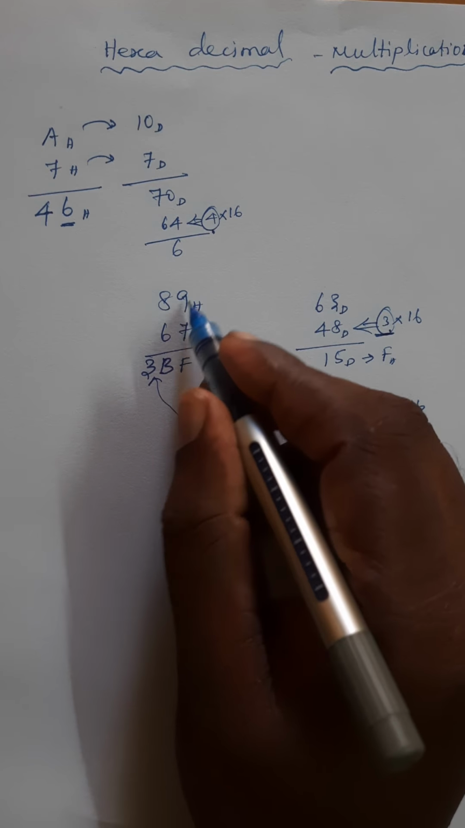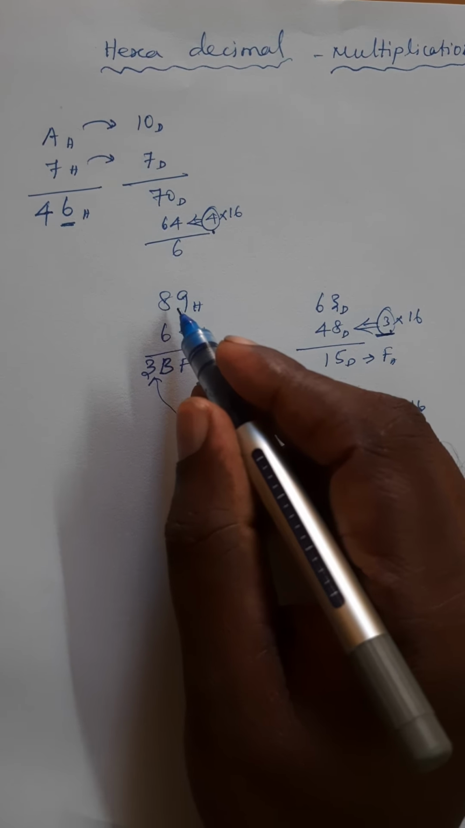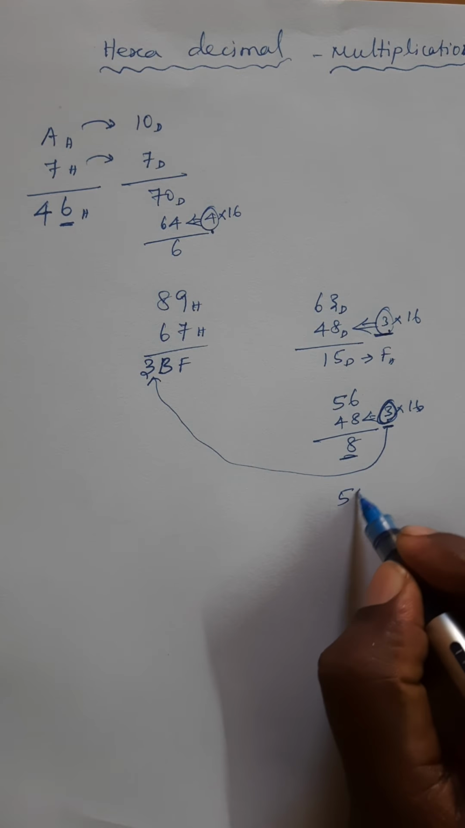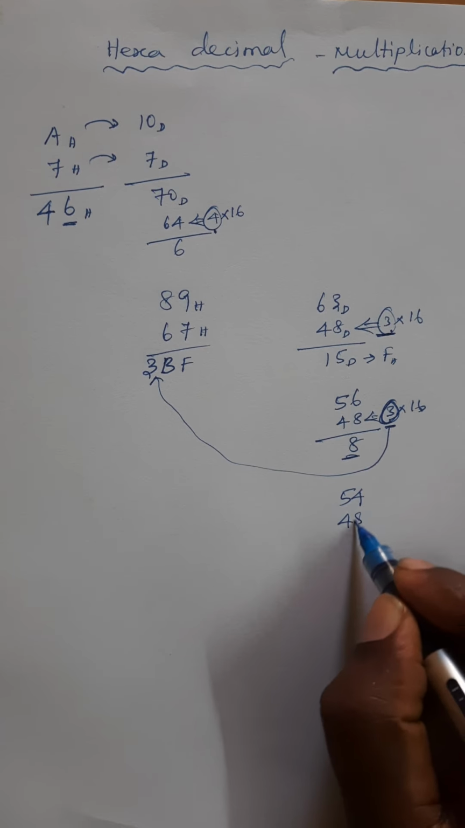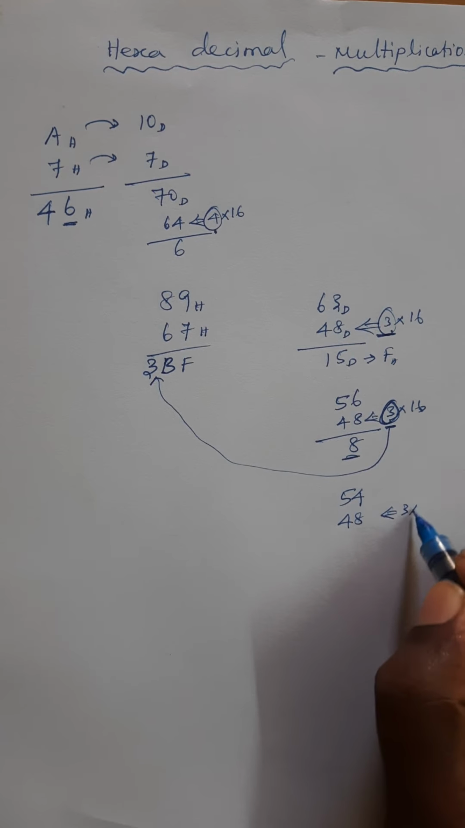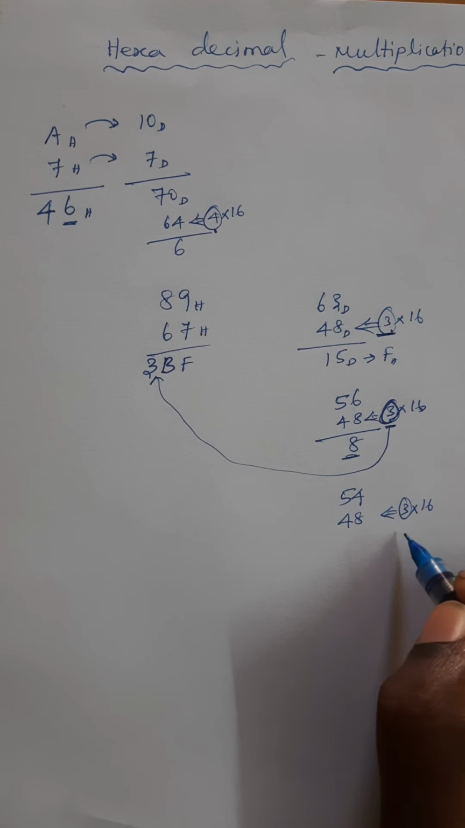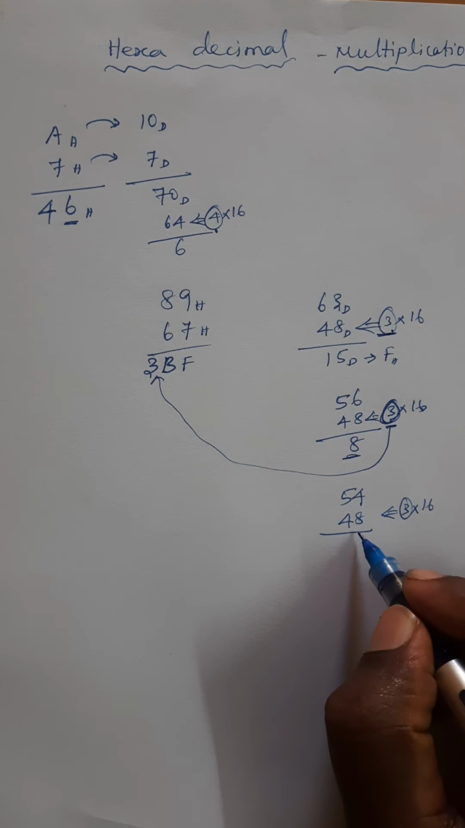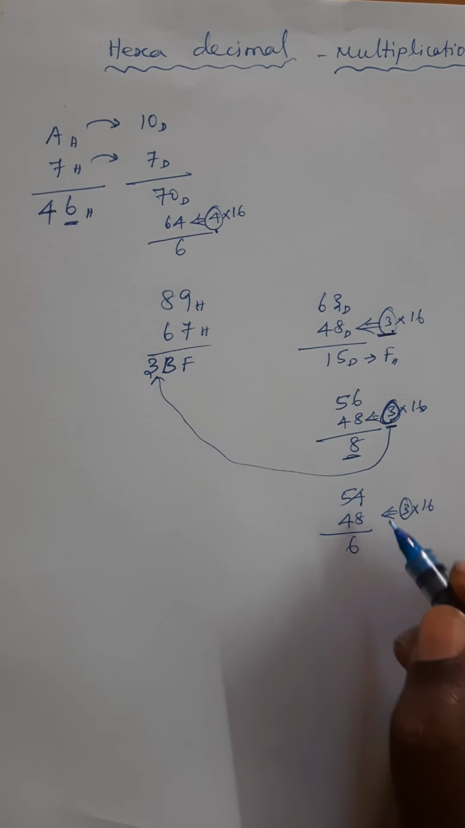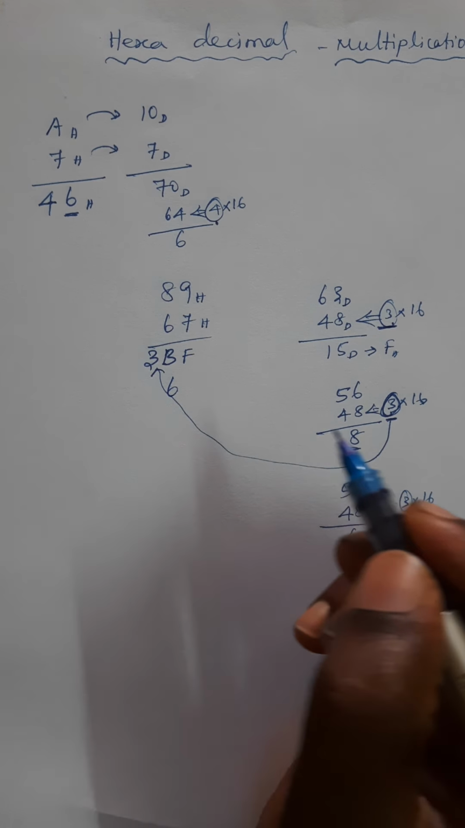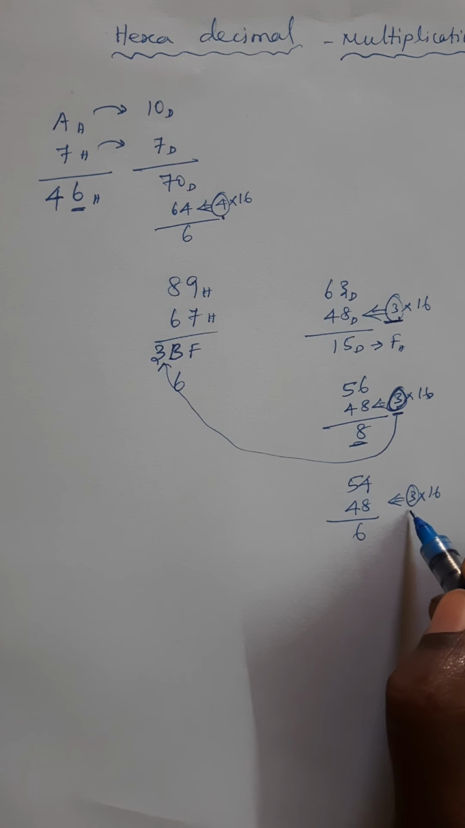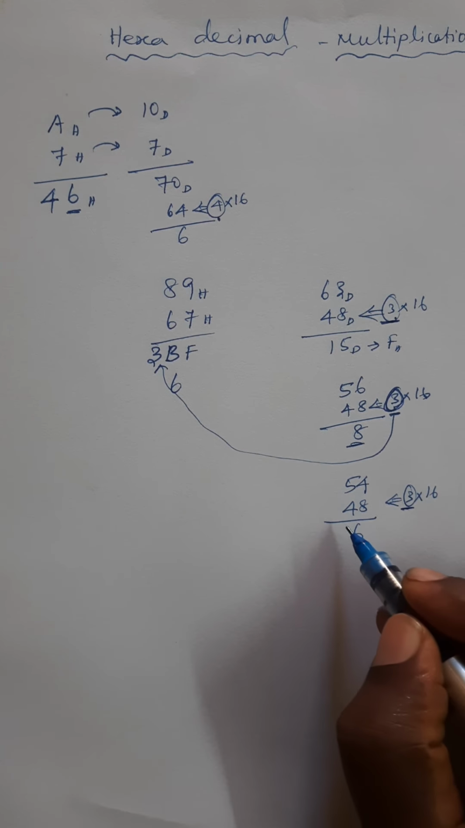And next, 6 into 9 is going to be 54. There also we can have 3 times 16, which is 48. So this 3 would be the carry. So 54 minus 48 is going to be 6. So the first digit of the second row is 6, and we need to remember this 3. This 3 we didn't add yet.